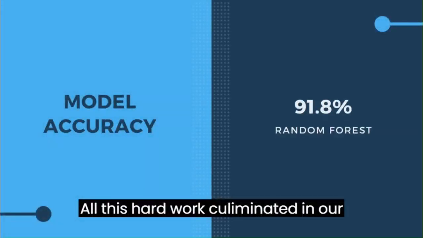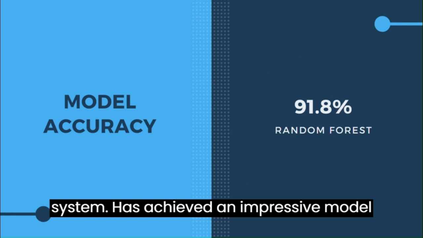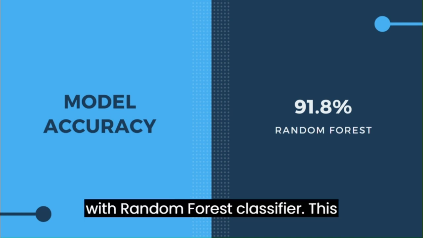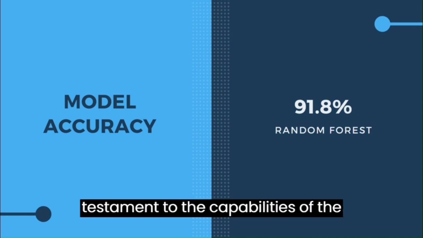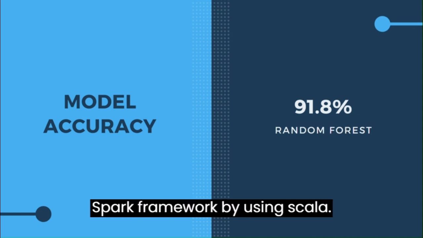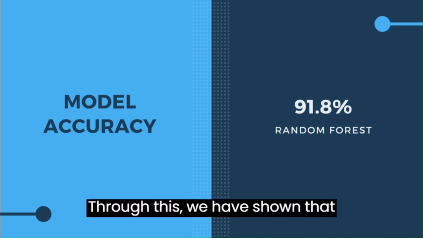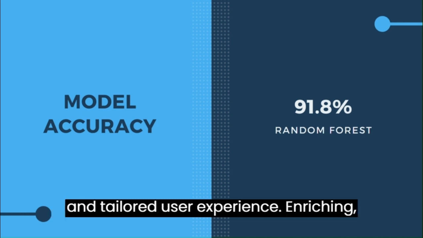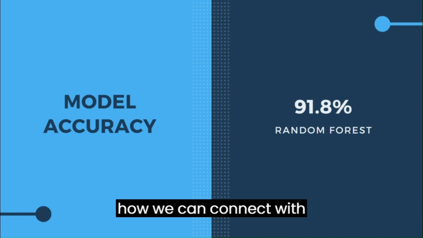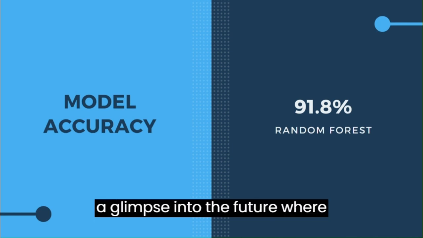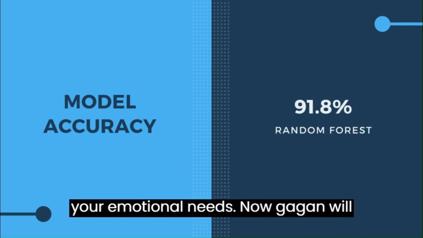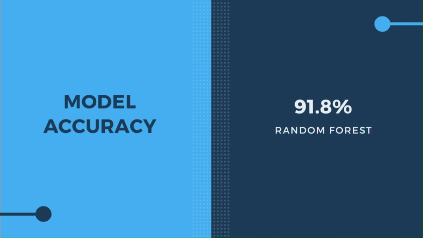All this hard work culminated in our emotion-based music recommendation system, which has achieved an impressive model accuracy of 91.8% with random forest classifier. This accuracy isn't just a number, it's a testament to the capabilities of the Spark framework by using Scala. Through this, we've shown that technology can provide a more immersive and tailored user experience, enriching how we can connect with music in the digital era. Our project is a glimpse into the future, where technology understands and caters to your emotional needs. Now Gagan will take you through the code.